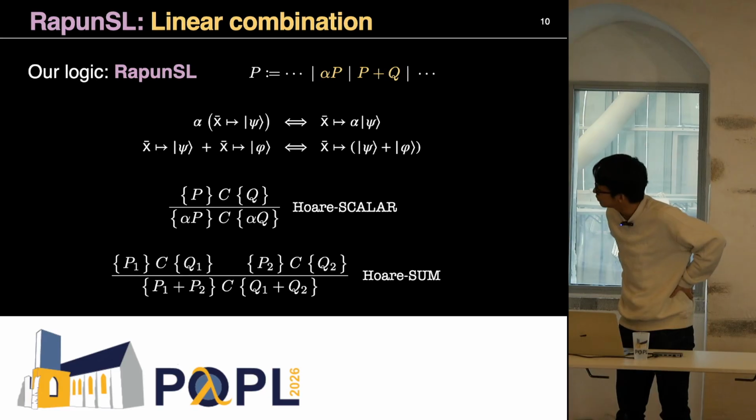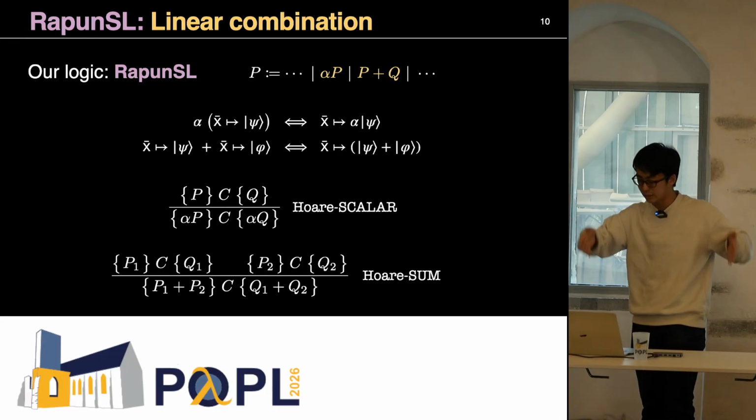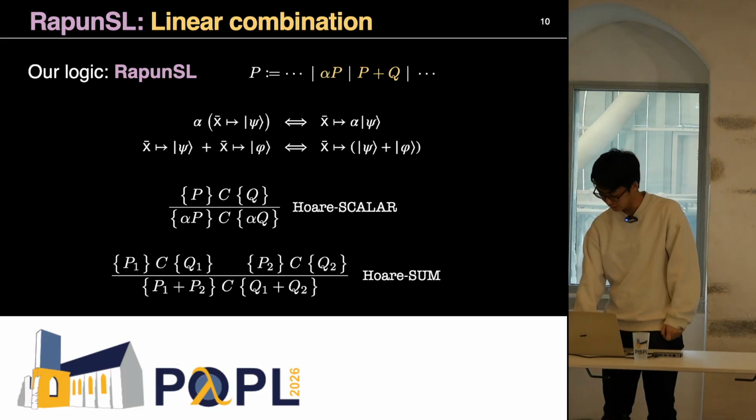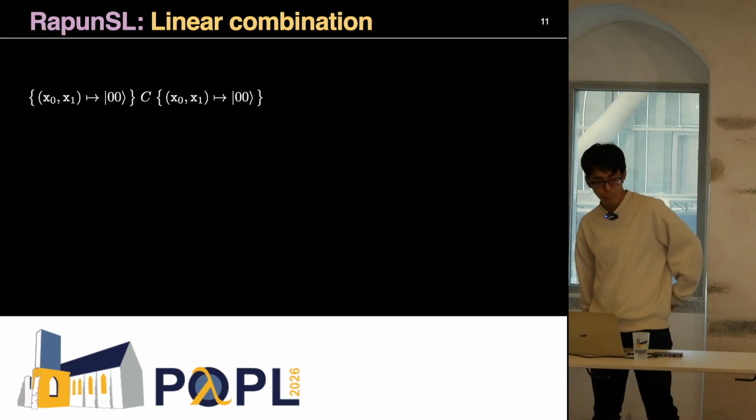Or the second one says if you have derived two Hoare triples, you can just take the sum to derive another one. And this solves the problem. So let's see how it works. So this was an assumption.